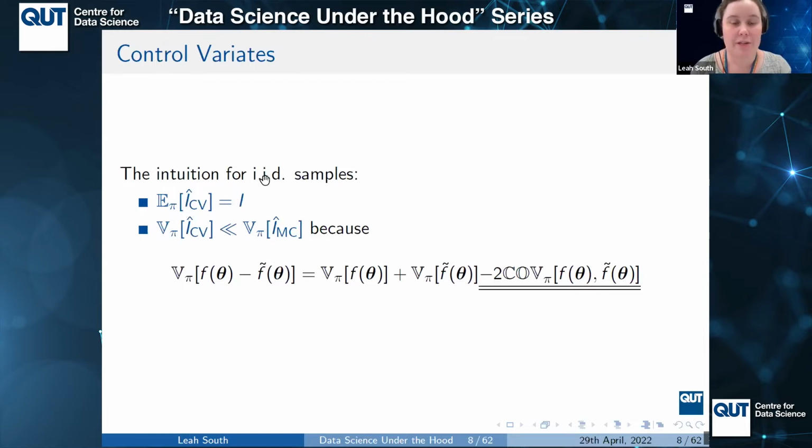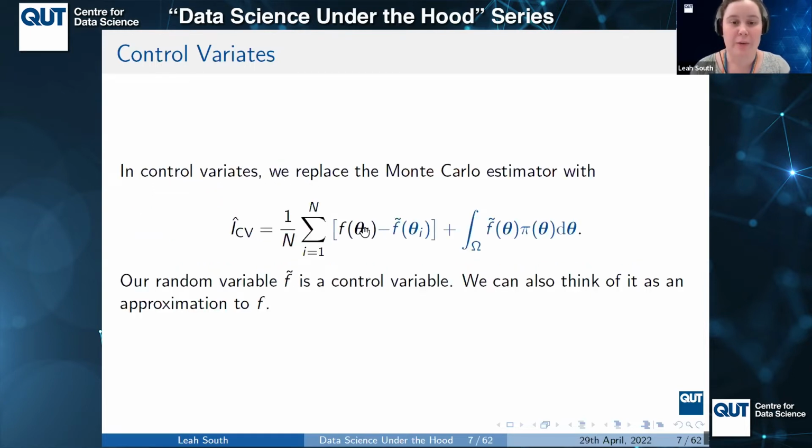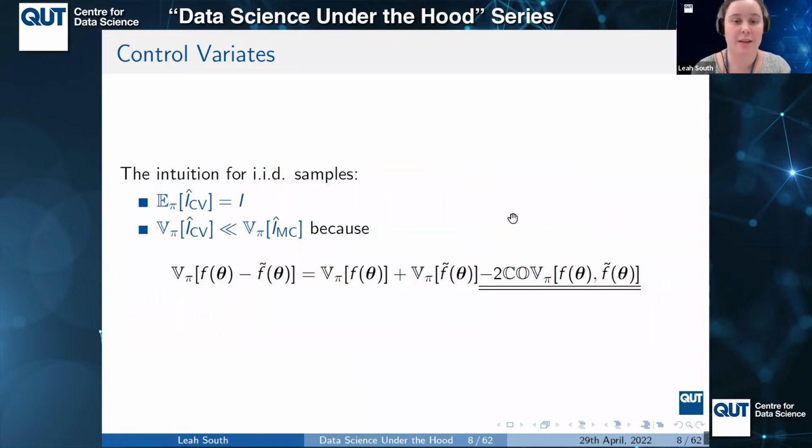So the intuition on why we actually do this, why do we actually replace F with F minus F tilde plus its expectation? The intuition is that if you've actually got IID samples from pi, then you've still got an unbiased estimator, but the variance of the estimator could be hugely reduced. So you could use, say, 10 samples instead of 1 million and get similar variance.